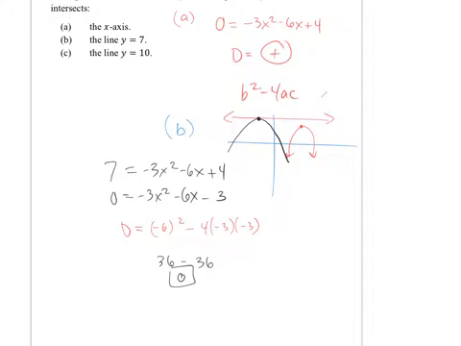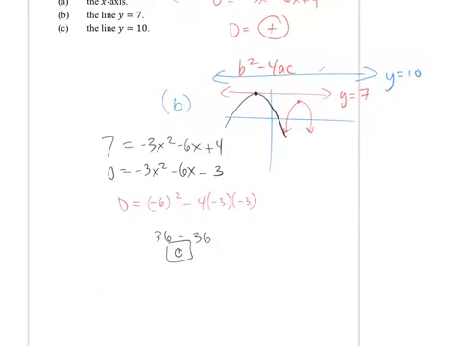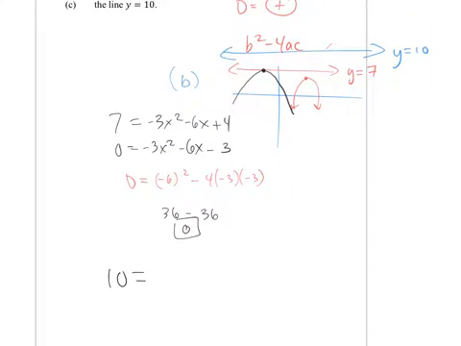So the third part says, how many times would it intersect the line y equals 10? That's right there. There's the line y equals 10. This was the line y equals 7. If it intersects the line y equals 7 once, right here, and opens down, does it ever intersect the line y equals 10? No. But can we prove this mathematically? Yeah, we can. We could say to ourselves, all right, take our function, the beginning, and set it equal to 10. And see how many real roots we get.